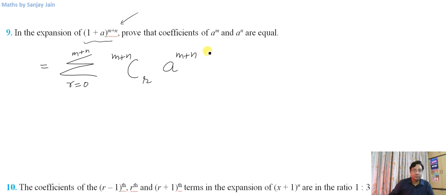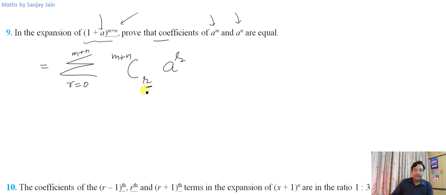Or a raised to power r will be there. This will be the expansion, because we write this as the power of the second term. This is what I have written. So this is the expansion. Now what is the proof? That the coefficients of a raised to power m and a raised to power n are equal.